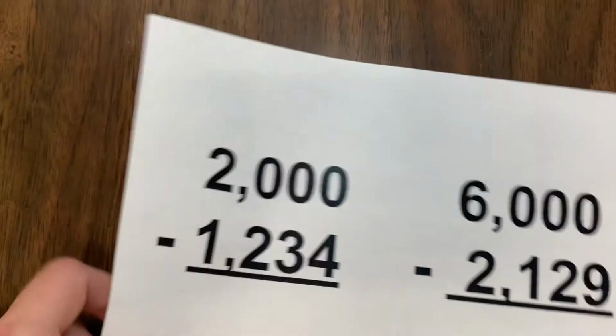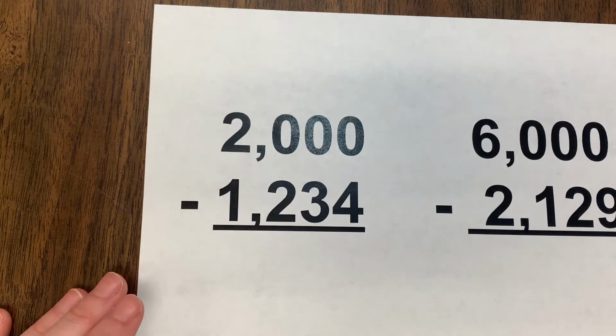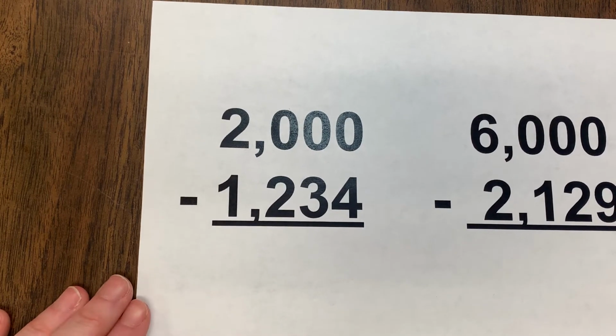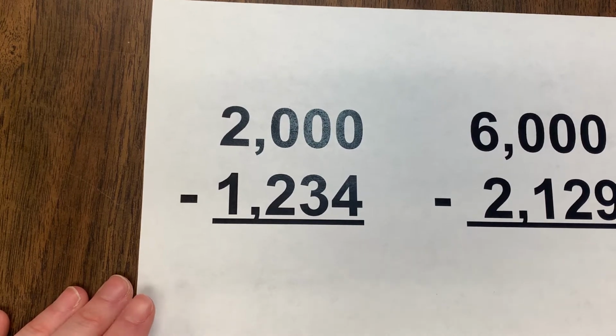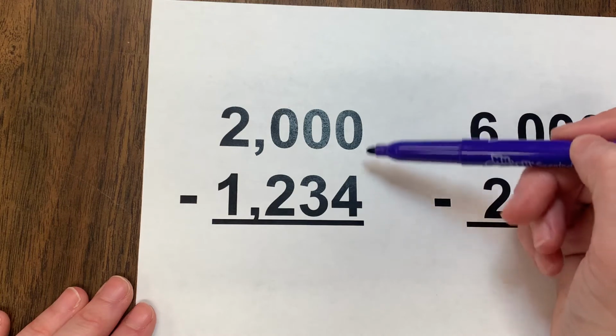Okay, let's try a few more. The next ones we're going to try are subtracting across zeros. In this case, it gets a little harder because now you have 3 zeros instead of 2 when we were doing it with the hundreds place. So we're going to start in the ones place.